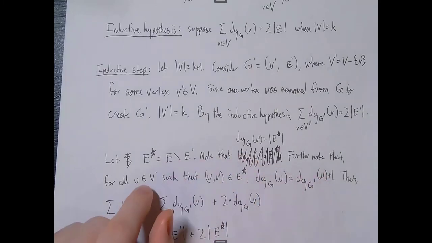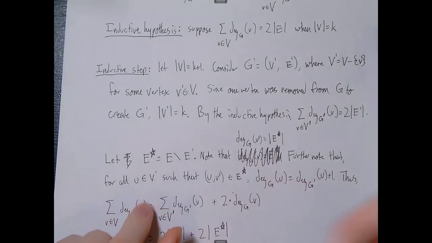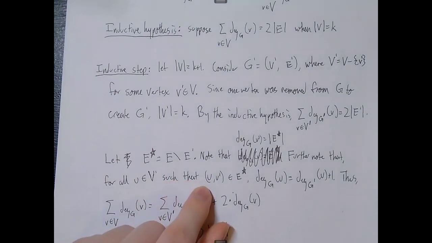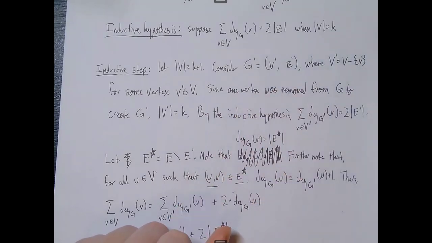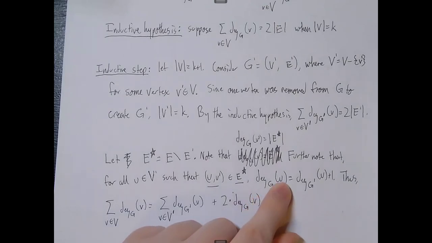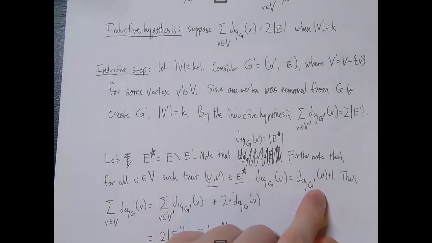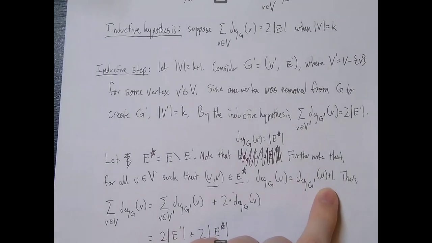We'll further note that for all u in V prime, such that our vertices u and lowercase v prime are connected, or that this edge appears in E star, the set of all edges incident to v prime, the degree in G of u is equal to the degree in G prime of u plus 1, because we're adding another edge degree to our vertex u for every edge that is connected to u and v prime.